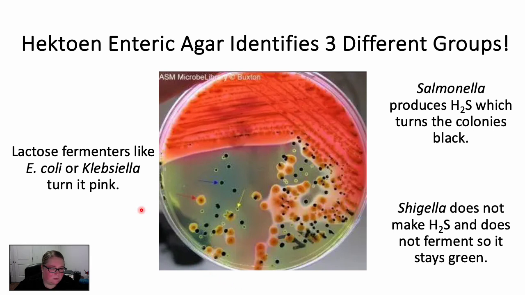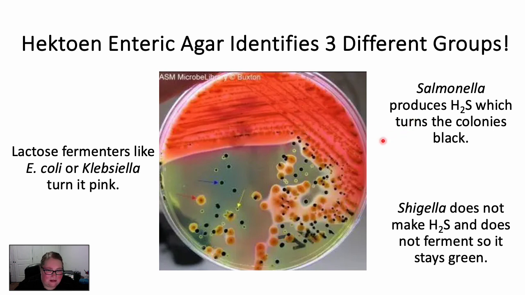Okay, so let's look at what a Hektoen agar plate can look like. Okay, so we can differentiate between 4 types of bacteria, so we can identify 3 different groups. Okay, so we have lactose fermenters like E. coli and Klebsiella. Sorry guys, that one's hard. Okay, since they both are sugar fermenters, they're going to turn pink because of the production of lactic acid.